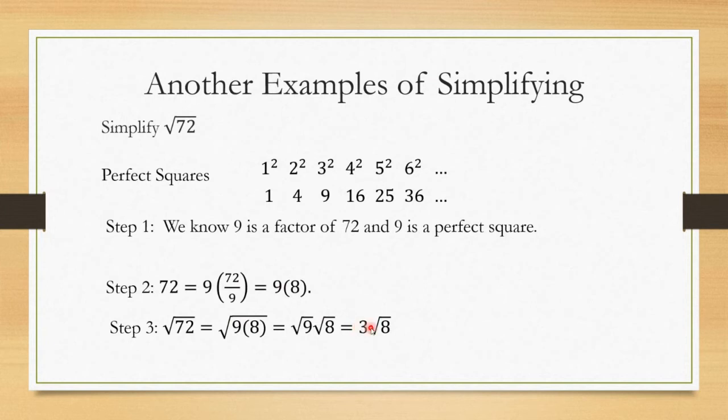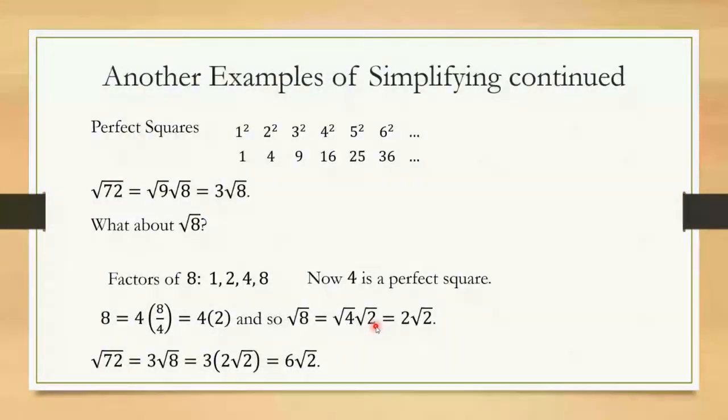But are we done though? We have to know, is the square root of 8 simplified? Well, it turns out the answer is no. Because if you look at the factors of 8, 4 is a factor and 4 is a perfect square. So the square root of 8 is not simplified. So we have to repeat the process.